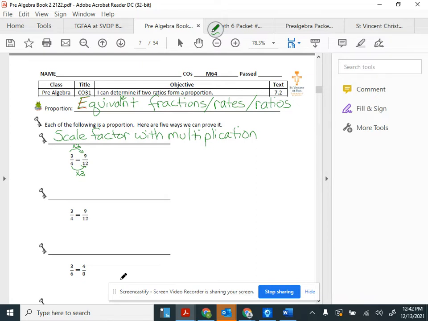Then we have scale factor with division. Very similar to the first one, except instead of multiplying the top and the bottom by the same number, you divide by the same number. So it's going backwards. To go from 9 to 3, we divide by 3. And to go from 12 to 4, you divide by 3.